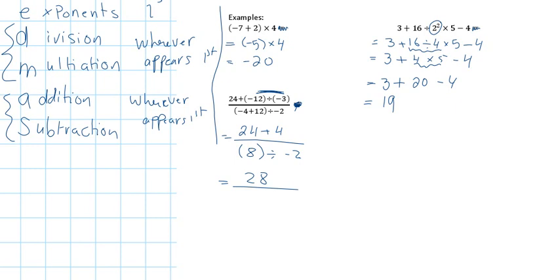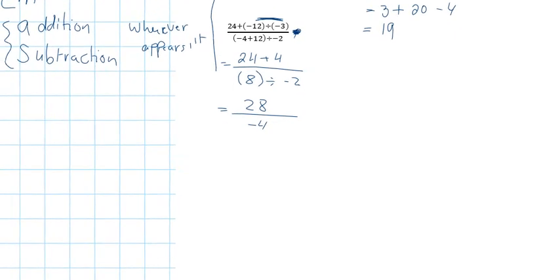Right? Now my numerator is simplified all the way. My denominator is simplified all the way. All I have to do is my division. 28 divided by negative 4. Negative 7. Okay? You can try it in different ways. You're going to get the wrong answer, right?